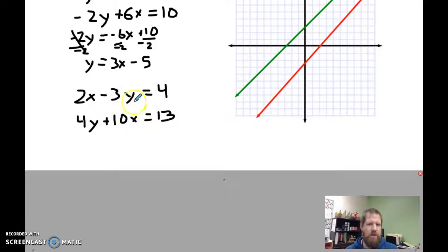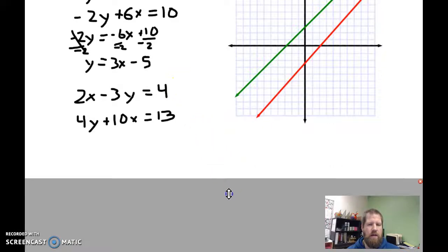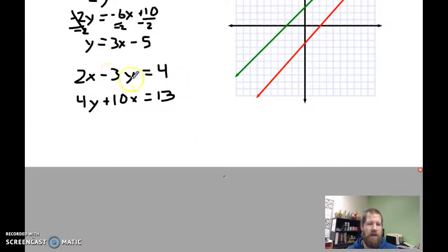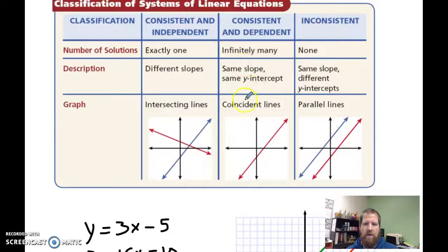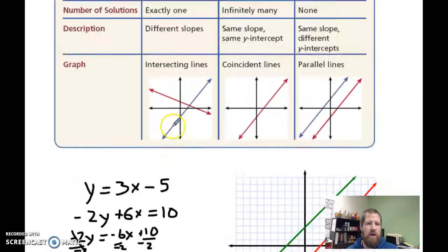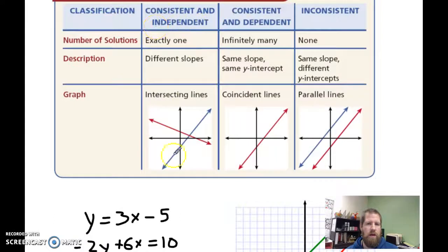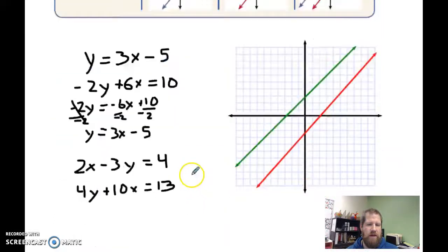And now this last one, if I'm looking to just classify and I don't have them in a slope-intercept form, I don't have either one in slope-intercept form, what I might do is figure out if it's possible for them to have the same slope, right? Because if they're going to be either consistent and dependent or inconsistent, they've got to have the same slope. So if they don't have the same slope, I automatically know it's going to be a consistent and independent. I'm going to have intersecting lines.